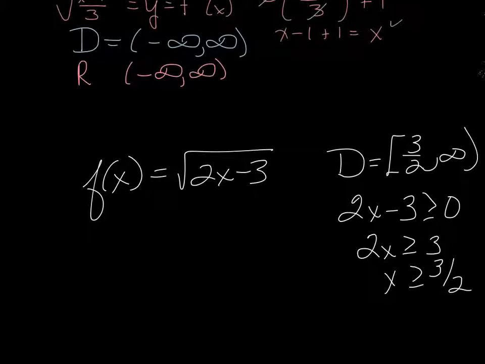Okay, whenever you have a square root, you set whatever's under the square root greater than or equal to 0. Every time. So that's the domain of that function. What about the range? Any idea here? No idea. Okay, so let's find the inverse and see if we can find the domain of the inverse.